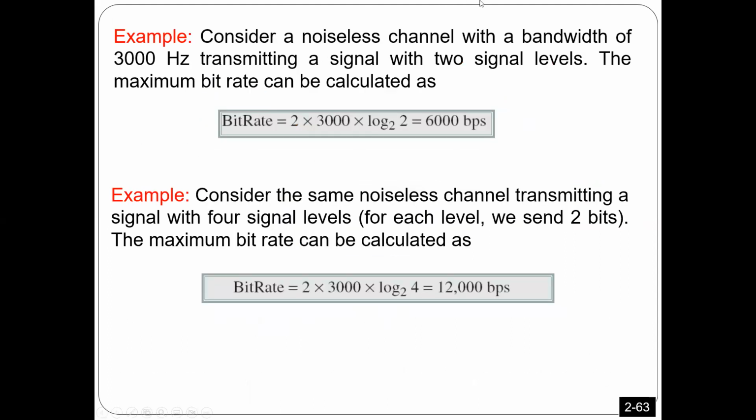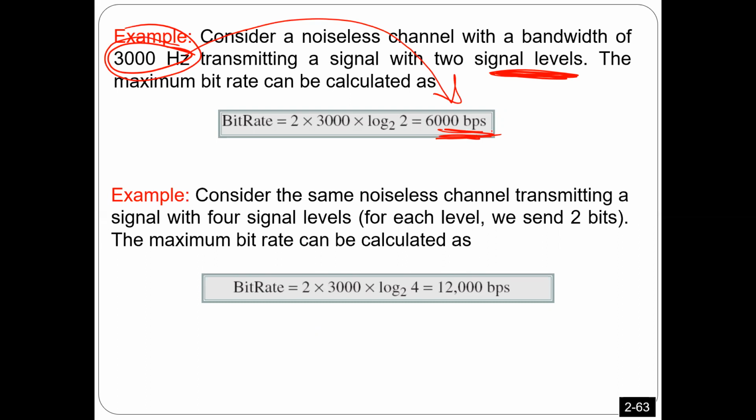So I give you a very straightforward example. Here we have a noiseless channel. I'm giving you the bandwidth, 3000 hertz, and I'm telling you we have two levels. I'm asking you to calculate the bit rate. Just plug into the formula, and you can find that given a bandwidth of 3000, the maximum bit rate you can get is 6000 bits per second.